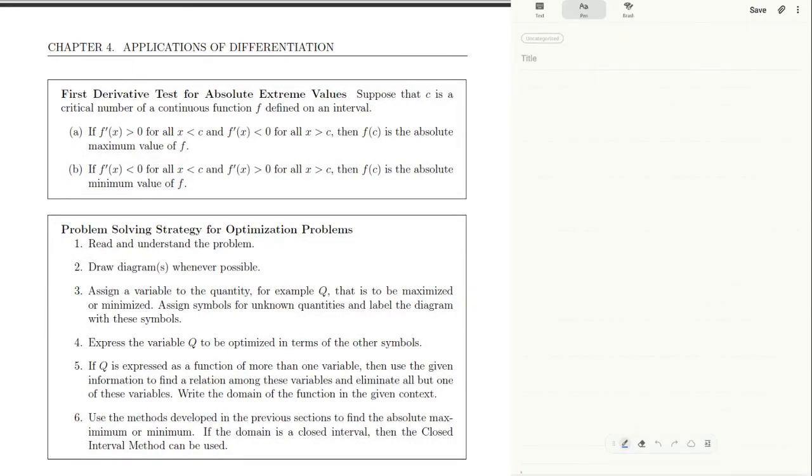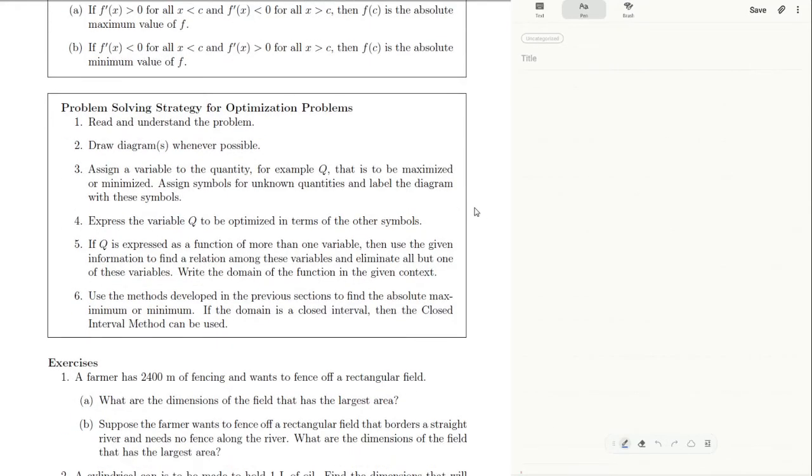So here is a problem-solving strategy for tackling optimization problems. And we'll go through these steps in the following examples. So let's have a look at the first example. Suppose a farmer has 2,400 meters of fencing and wants to fence off a rectangular field. So in part A, what are the dimensions of the field that has the largest area?